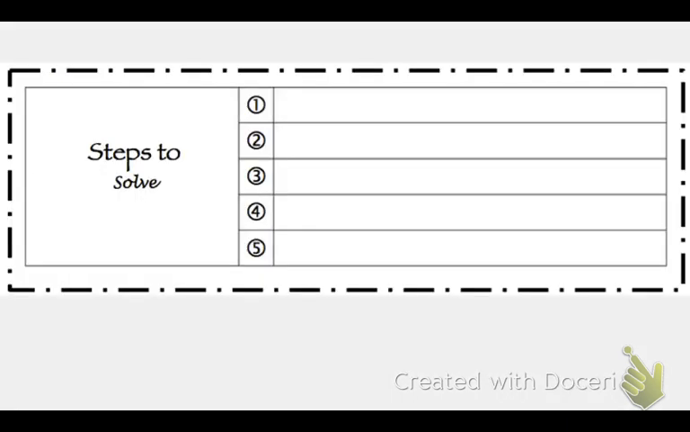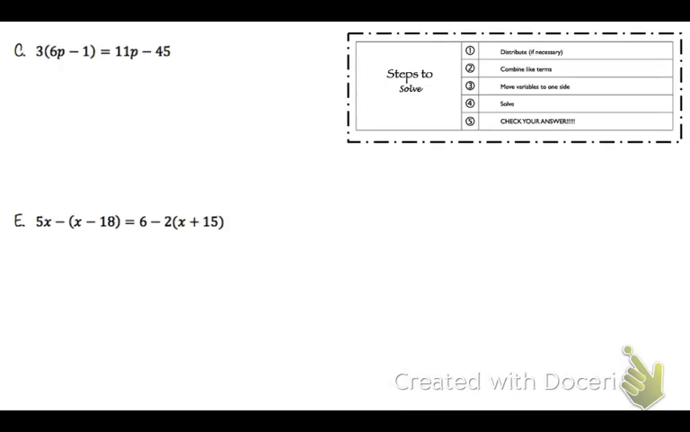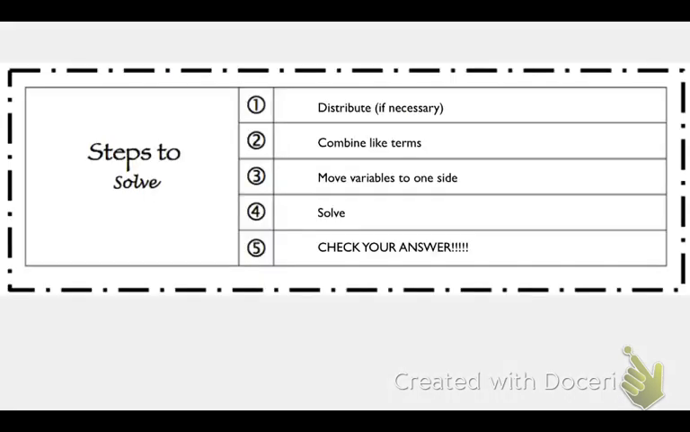Steps to solving. So this is the next page. This is essentially the same thing. The first step is to distribute. Second step is to combine like terms. Third step is to move variables to one side. So we're just adding one more step. We need to get all our x's to one side, or all our y's to one side, or all whatever the variable is to one side. So that's the only step we're adding. Then you solve, and then you check your answer. I'm really adamant about you checking your answer, obviously, so you better be checking it.